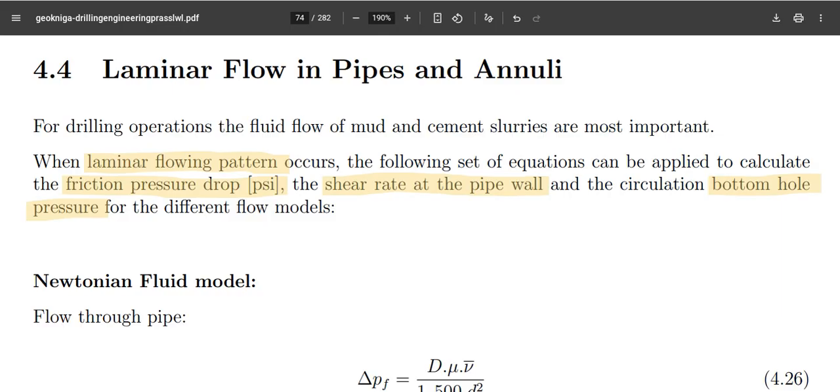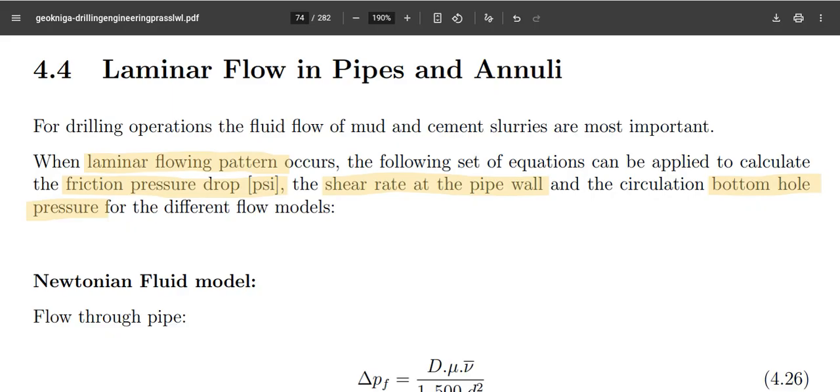fluids. So the flow patterns involve either a laminar flow pattern or a turbulent flow, based on a dimensionless number called Reynolds number. And the rheological properties or rheological classification of the fluids involve Newtonian fluid and non-Newtonian fluid. Non-Newtonian, especially, we are more concerned with the Bingham plastic model and the power law model.